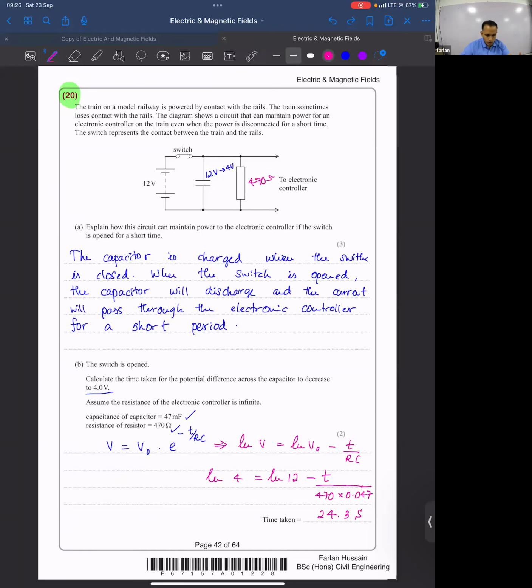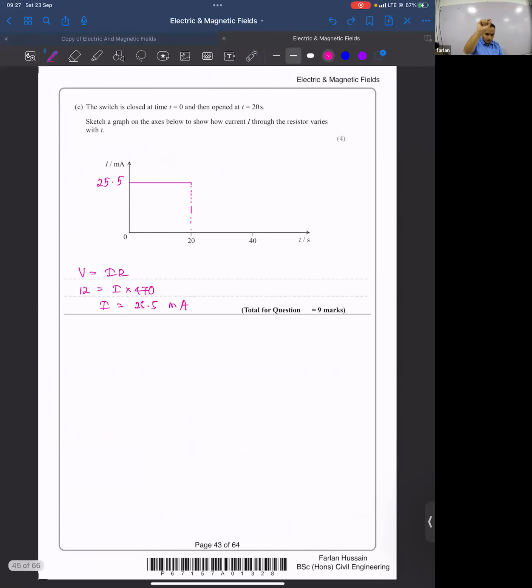Correct? So in the next 20 seconds, listen to me carefully. In 24.3 seconds, the voltage has reduced from 12 to 4. Correct? In the next 20 seconds, I believe the voltage is a bit more than 4. Am I right? Listen to me carefully. For the voltage of the capacitor to reduce from 12 to 4, it has taken 24.3 seconds as per the previous calculation. So we have to sketch the graph for up to 40 seconds.